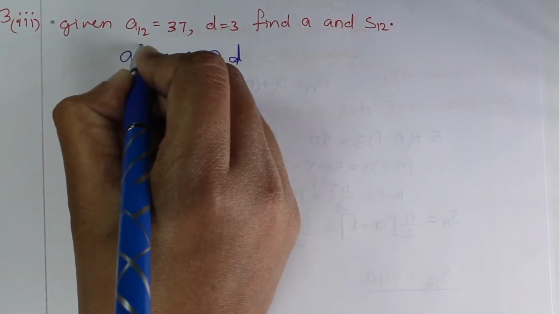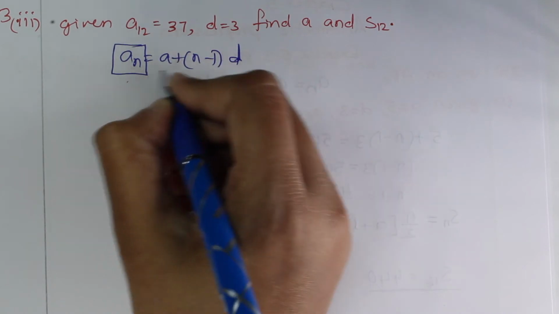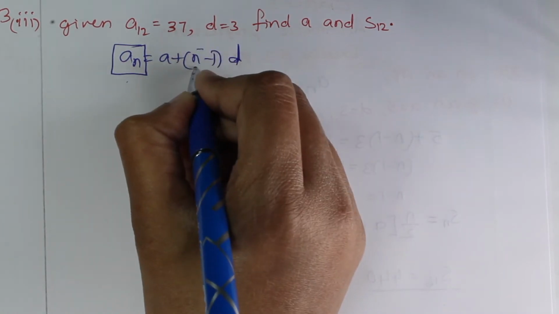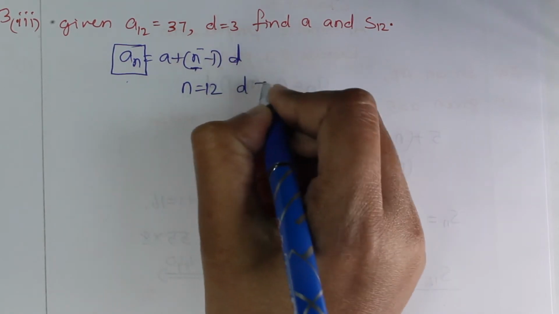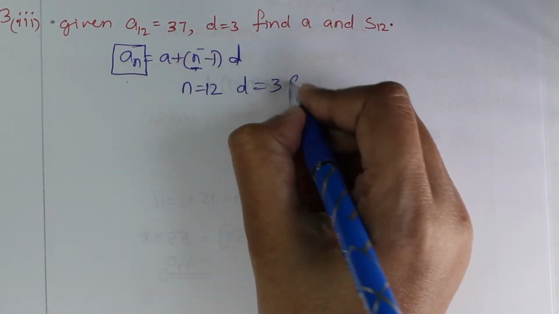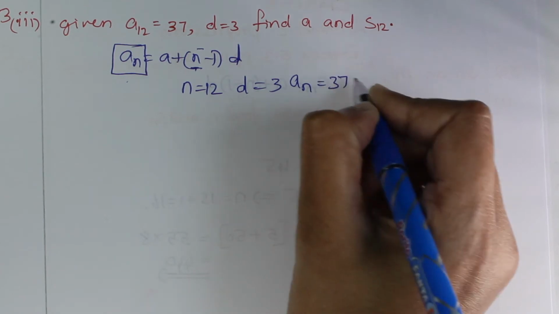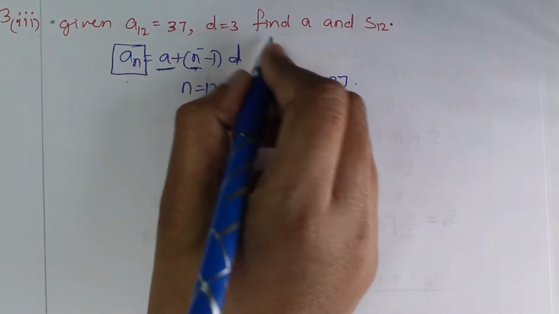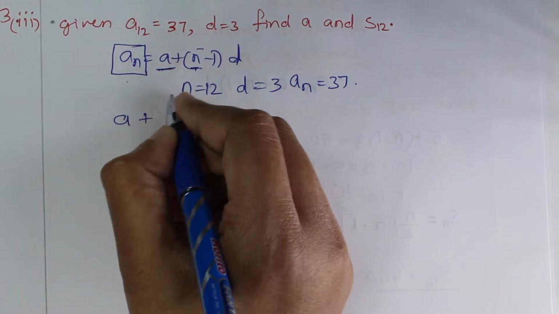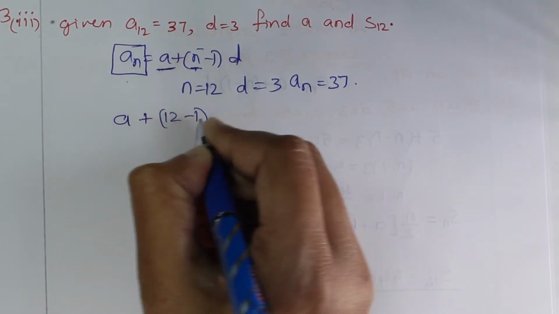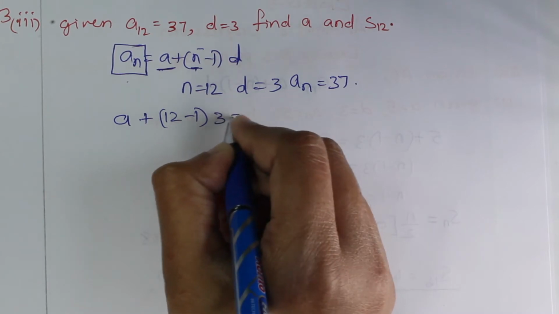Here we know a12, here n is equal to 12, right? We know the n value is 12 and the d value is 3 and the an value is 37. So we can find out the a value from this equation. So let's substitute the values. a + (12 - 1) × 3 = 37.